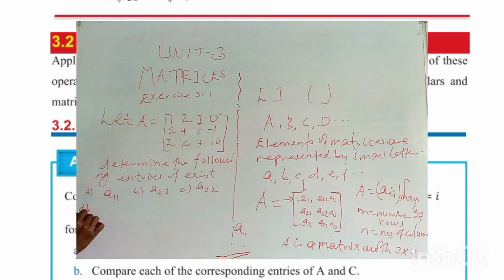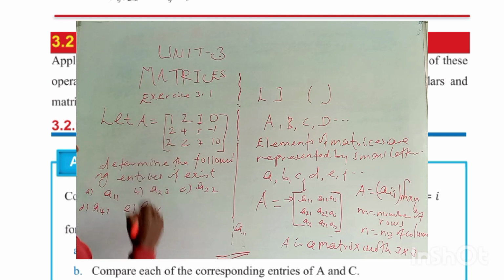D is A41, whereas E is A14. So the first question is just finding the values of each of the following, if they exist, based on the given matrix. When we come to the first one, we are asked to find A11. A11 is an entry which can be found along the first row and the first column.